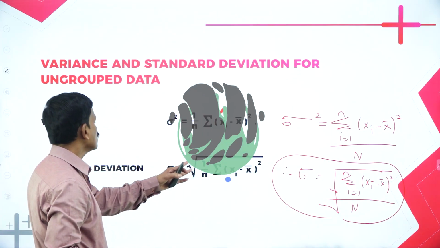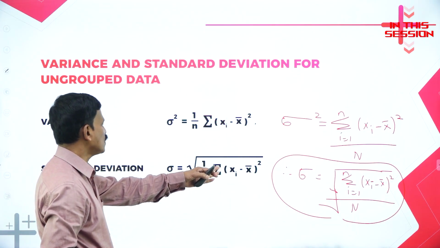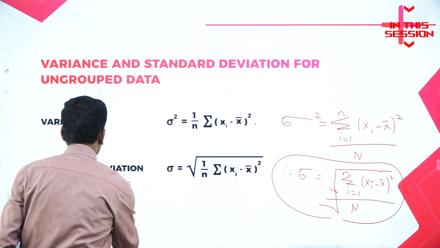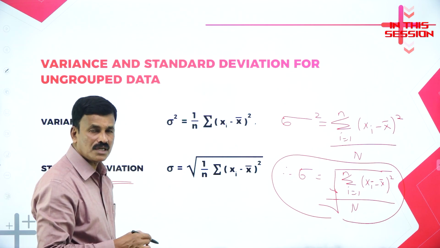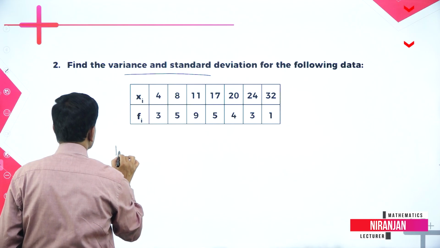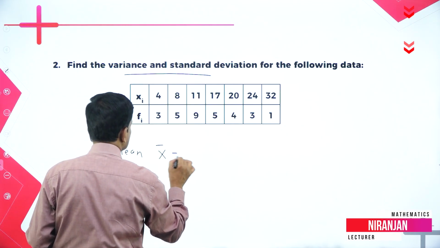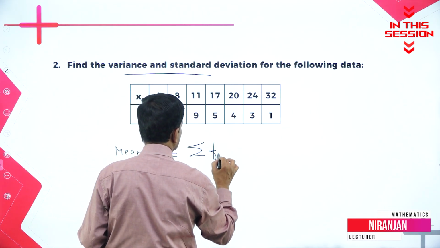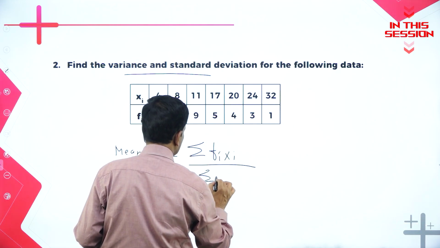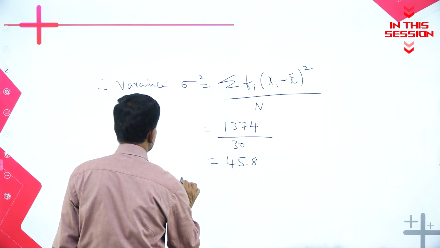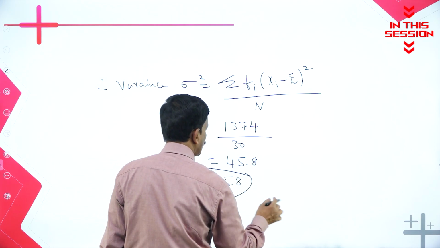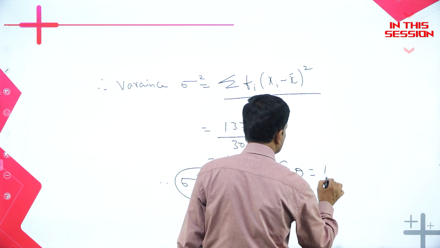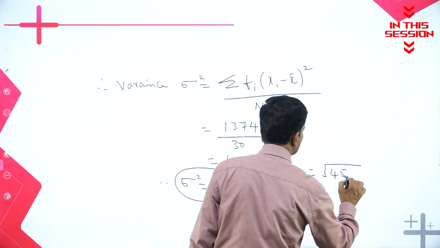The square root of 1 over n into sigma xi minus x bar whole square will give the standard deviation. So variance is equal to rho square, and the square root of rho square will give the standard deviation. What is to find? Just find out the mean first. So the mean x bar is equal to sigma fi xi divided by sigma fi. The variance rho square is equal to 45.8, and the standard deviation is equal to the square root of 48.5.